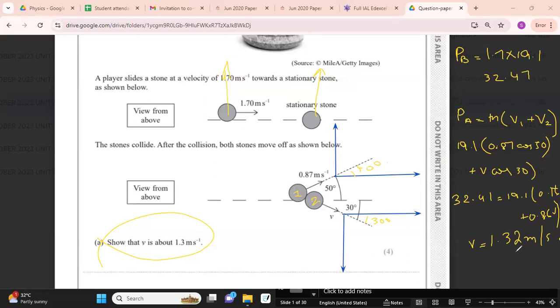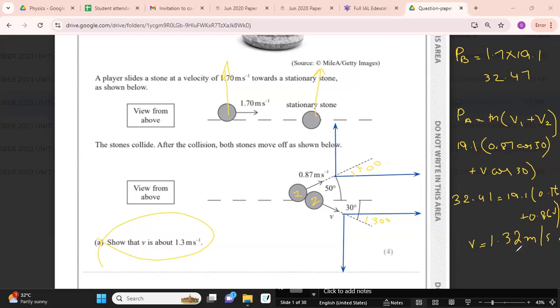So you essentially have to split the vertical and horizontal component of momentum. Yes. So then the vertical component of momentum before the collision is equal to the vertical momentum after the collision, and same thing with horizontal. Yes, absolutely correct.